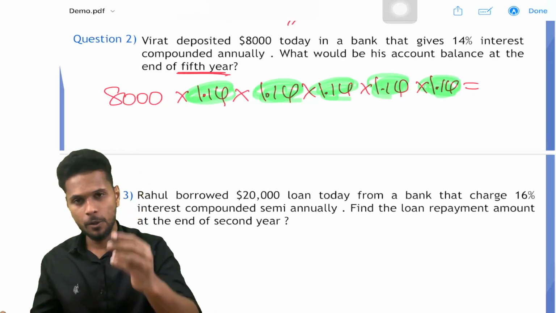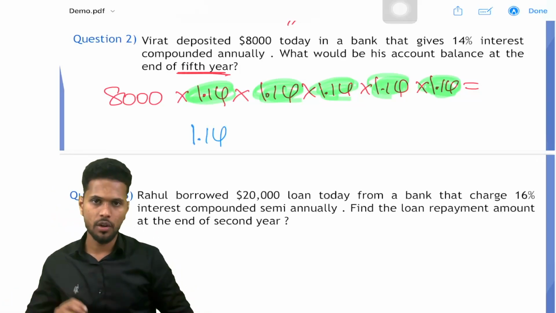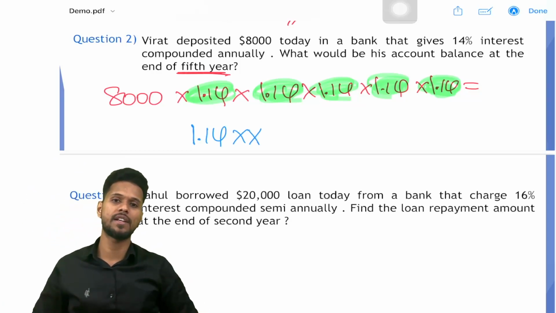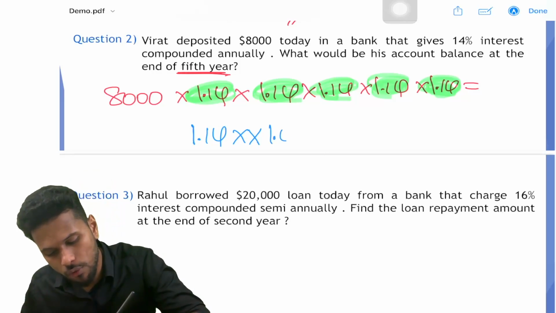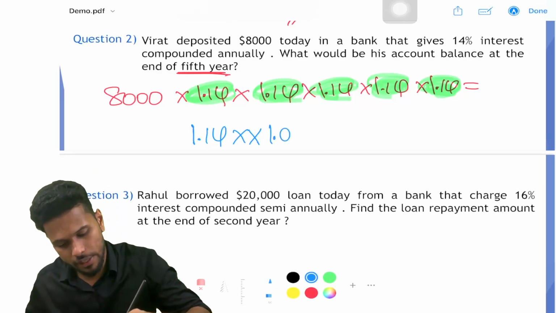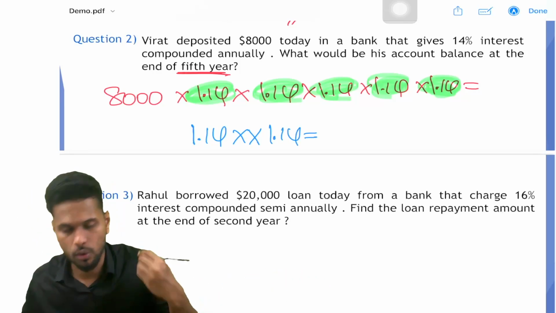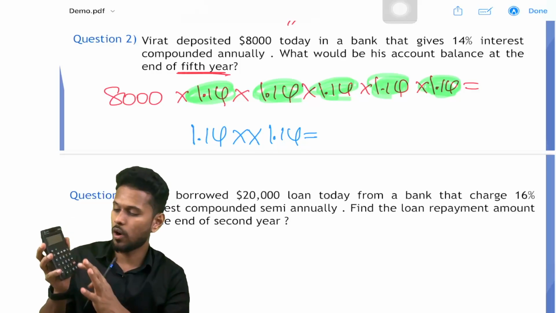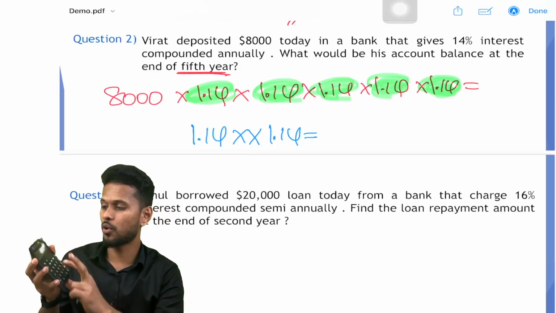Listen everybody, you do like this. Take your calculator and enter 1.14, then click the multiplication sign 2 times, then 1.14, and then click equal to. Clear? Do like this. Take the calculator: 1.14, multiplication, 1.14, equal to.